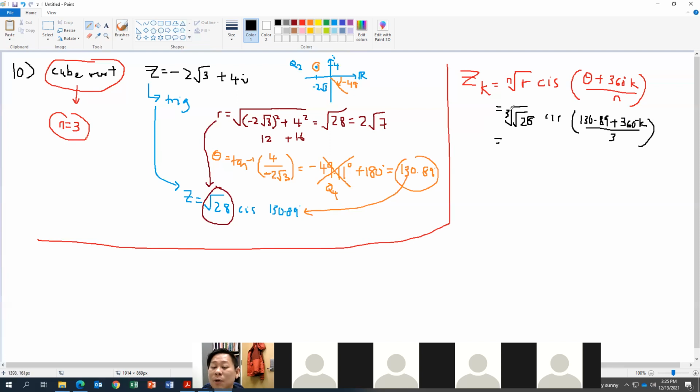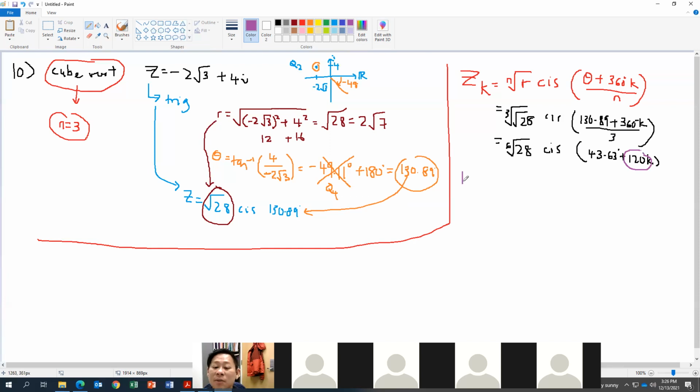Now when you have this, you can multiply your indexes. This is 3 and this is 2, and 3 times 2 is 6. So this is the 6th root of 28, cis. And then you divide: 130.89 divided by 3 becomes 43.63. And then you also divide the 360 by 3, you get 120k. Now this 120k is very important. That means we will keep on adding 120 for every k you increase.